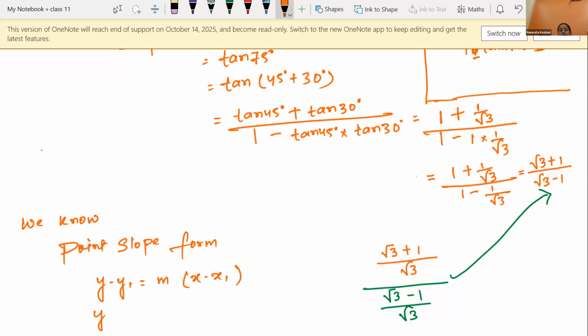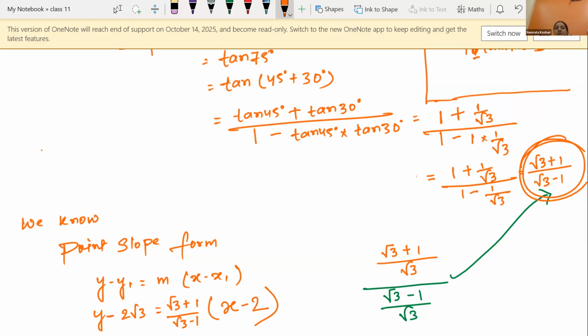Okay, our y will remain as it is. Y1 here, 2 comma 2 root 3 was there, so 2 root 3 is equals to m. This is our m. You can write it as it is, root 3 plus 1 by root 3 minus 1. X minus x1, x minus 2. Now, you have to do a little bit of simplification over here. How? By doing crisscross multiplication you can do. Is it clear to everyone what we are doing and how we are doing?